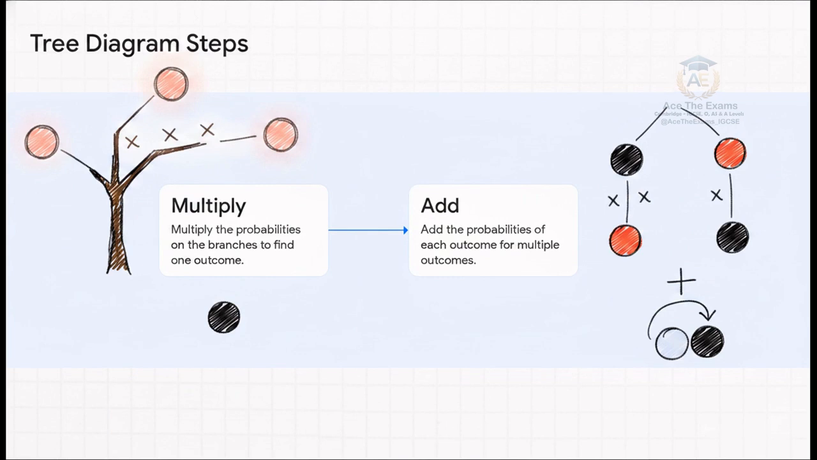Tree diagrams can look like a terrifying maze of branches, but you just need a system. Follow these 2 steps. Step 1. When you want a specific chain of events, like pulling a red ball and then another red ball, you multiply the probability straight across those branches. Step 2. If the question asks for multiple valid scenarios, like picking one red and one black ball, which could be red then black or black then red, you find the end probability for both of those separate branches and then add them together. Multiply across, add down, it's a foolproof system.